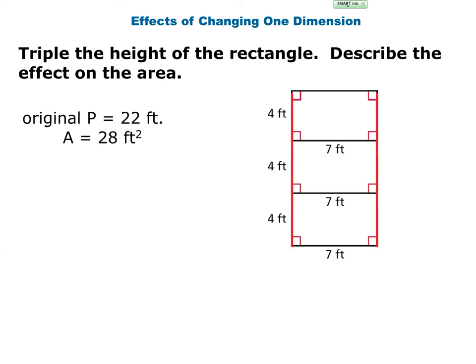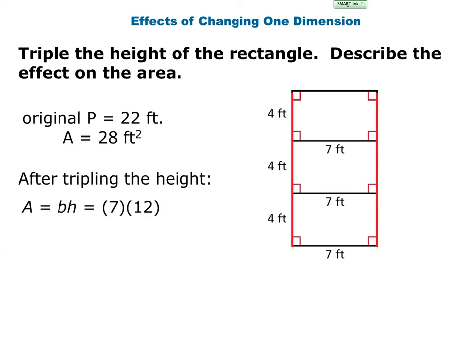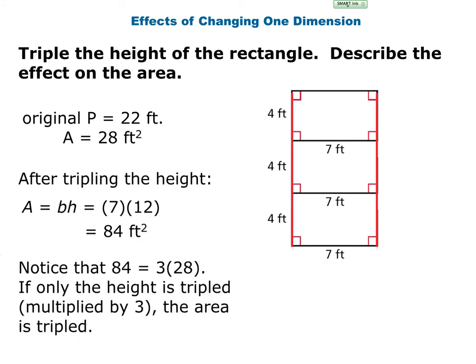Okay? What happened to the area? What was the new area? 84. So is there a relationship between the 28 we started with and 84? Did the area get 3 times bigger? Yes? Okay. Now you can visualize that by what I did. I divided it into 3 actual rectangles. So if you knew the area of one of them, then taking it times 3 gave you the area of the taller rectangle that you created.